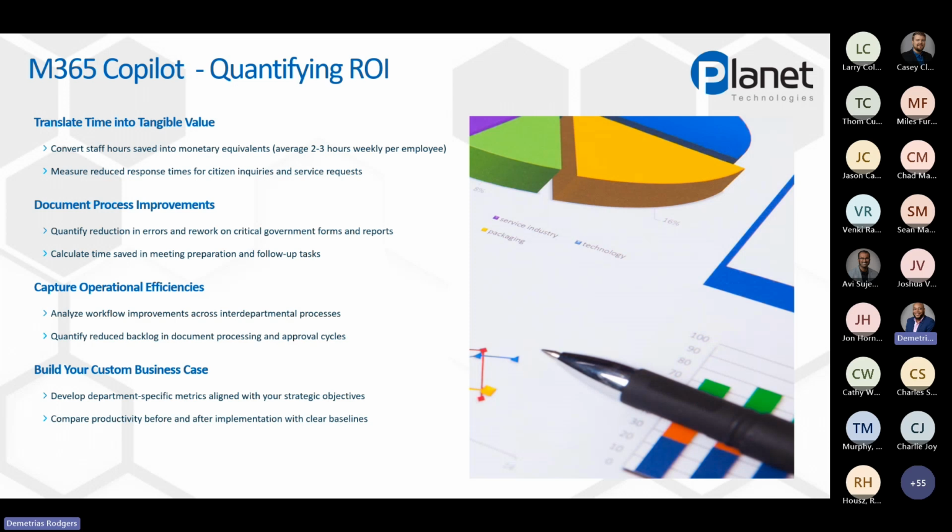Whether you're developing department specific metrics, or you're trying to say, look, I had it before and after. I want to make sure, how was I doing things before Copilot for these pilot users? How long did the process take after? Being able to establish some clear baselines based on that.